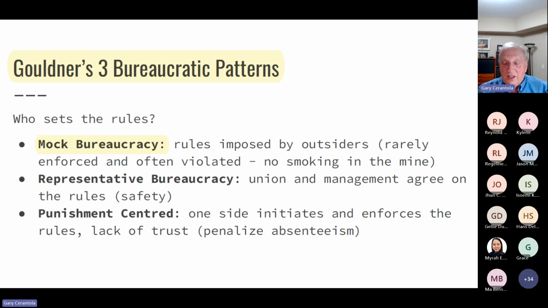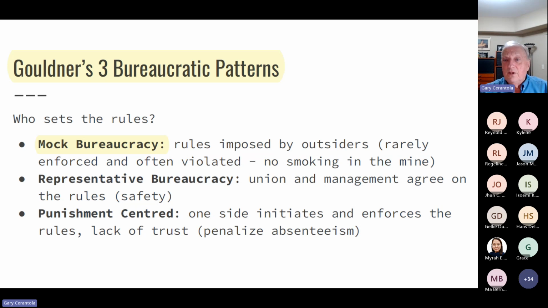So that's the piece. The representative bureaucracy, well, union and management, they set the norms for working. It's not only management, it's a union as well. So they negotiate for safety and better equity of benefits and those kind of things. And then there's another bureaucratic pattern called punishment centered. So you penalize somebody for not complying with the rules of the organization. So one is mock, it's from the outside. The next one is representative. It's agreed to by all the stakeholders, the union and management. And then the other one is, if you don't follow the rules, you get penalized or you get fired.